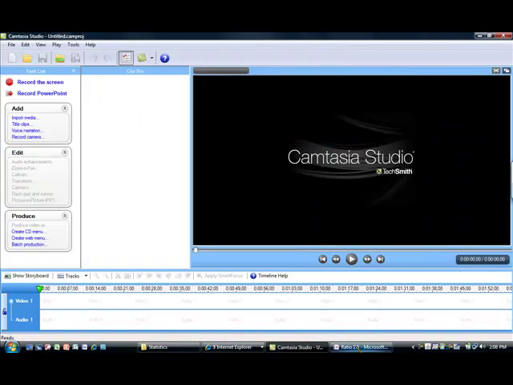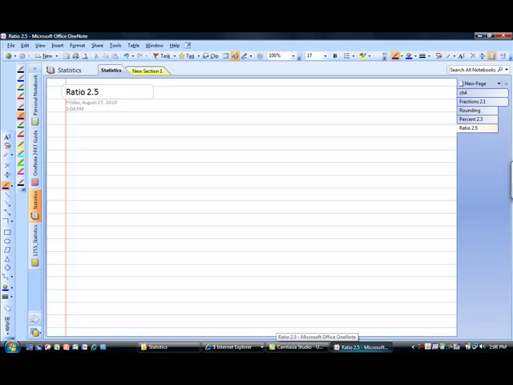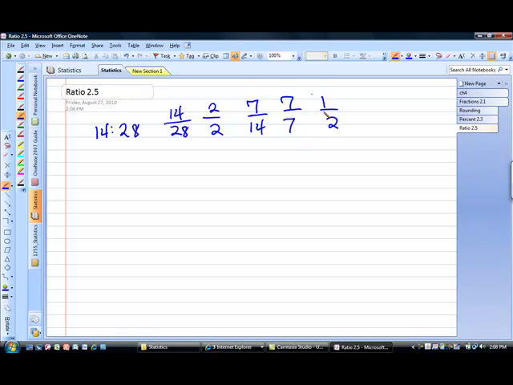For example, to express a ratio in the simplest form, we may have 14 to 28. We're going to put 14 over 28, and we're going to break this down. We know it's divisible by 2, and that would give us 7 over 14, and that is also divisible by 7, and our end result would be 1 over 2. If we had 3 to 12, we could make this 3 over 12, and that would break down to 1/4.